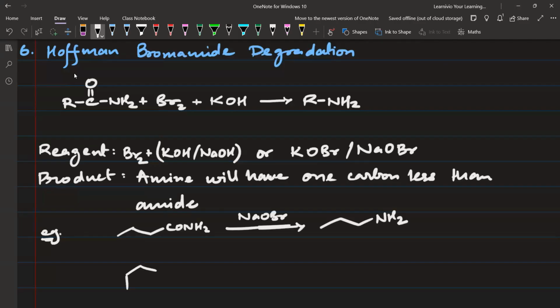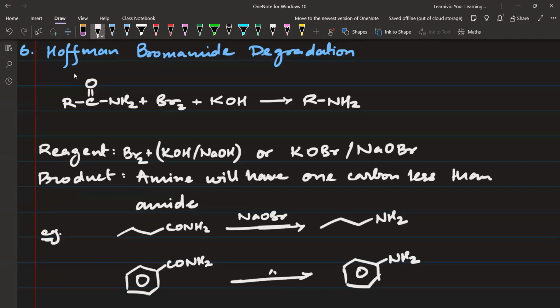This would also work in benzamide, CONH2, same reagents, and you are going to get directly aniline. CO बस हटा देना है आपको.